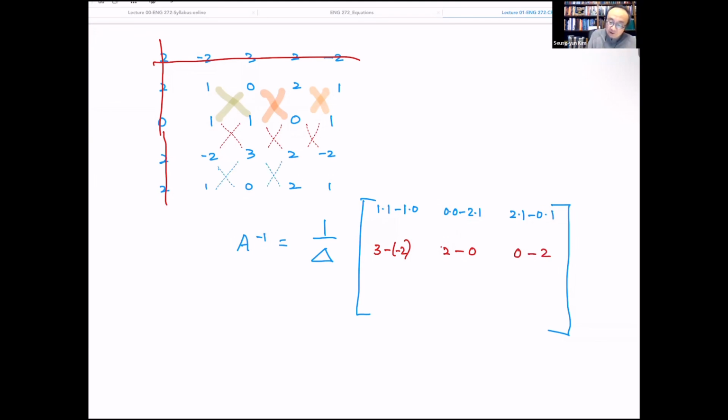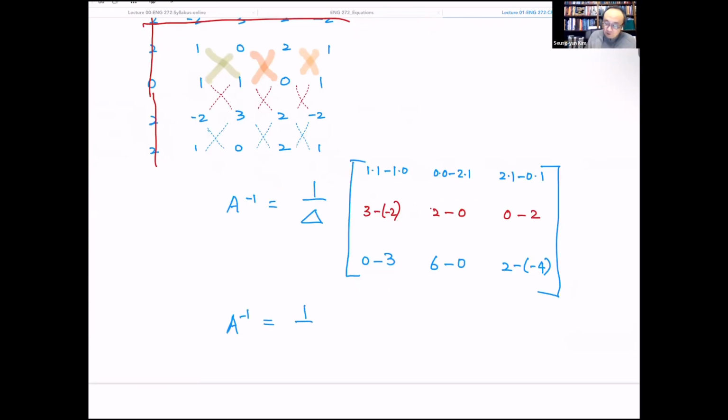And finally, third row, we're going to use this one: AD 0 minus BC 3, AD 6 minus 0, AD 2 minus 4. So we are done. A inverse is 1 over 12 times the matrix 1, negative 2, 2, 5, 2, negative 2, negative 3, 6, and 6.